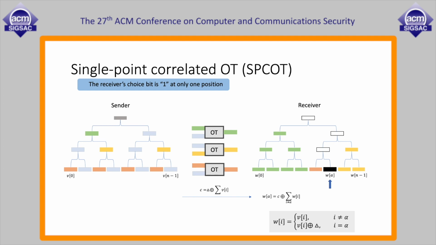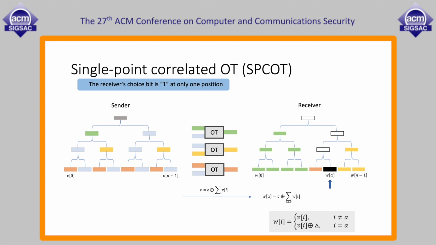Now a question left is how to efficiently generate a COT with a sparse choice vector. An important building block is the single-point correlated OT, or SPCOT. The goal of SPCOT is for the receiver's choice bit to be 1 at only one position and 0 at the rest. It means that the sender and the receiver's COT messages are identical except at one position, where they have the shares of the global delta.